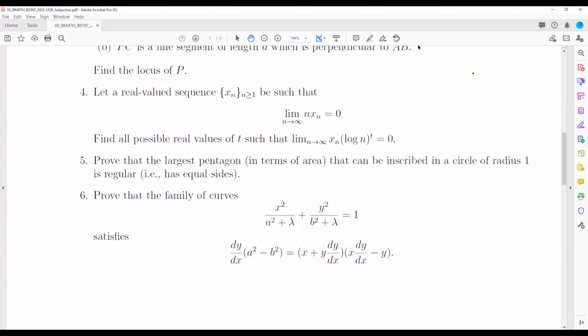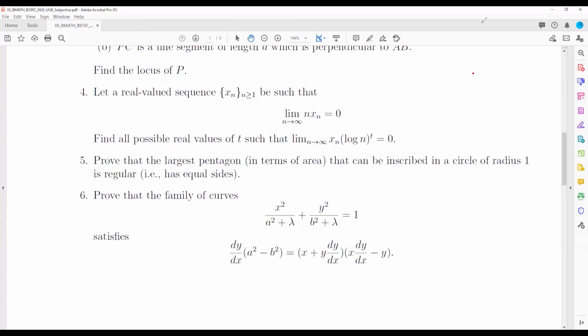Let's discuss question 4. So you have a real valued sequence x_n and the limit as n tends to infinity of n times x_n tends to 0. So you have to find all possible real values of t such that the limit as n tends to infinity of x_n (log n) to the power t will also go to 0. So let's see how we can solve this.